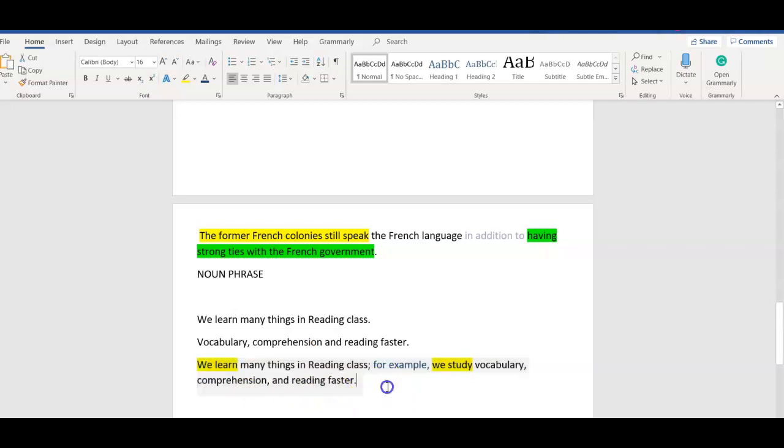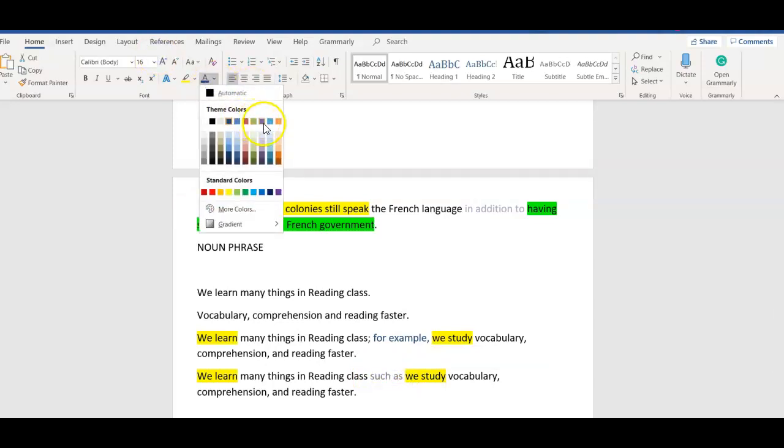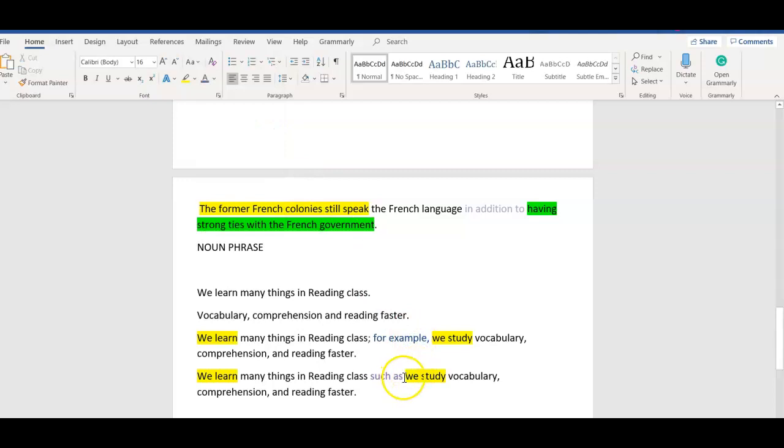Okay, now if I want to use such as instead, I'm going to remove the semicolon or period, remove for example, and change it to such as. I'm actually just going to put this in purple so we can see that it's a little bit different from for example. So after such as, I don't need we study, I just need a list. So we learn many things in reading class, such as vocabulary, comprehension, and reading faster. So a list of nouns. A comma here before such as is optional, not required. You can put it, but you don't have to.